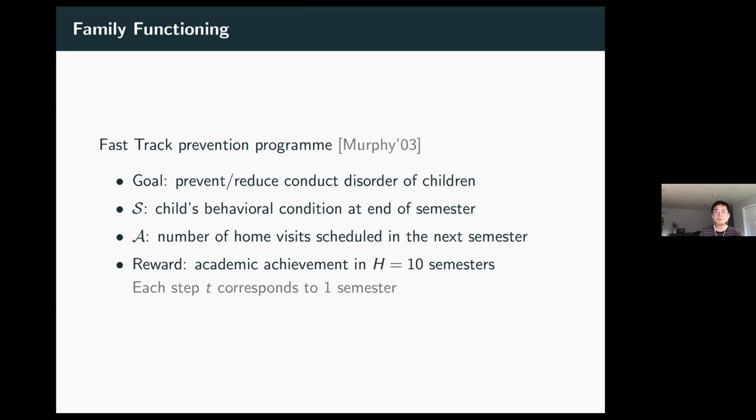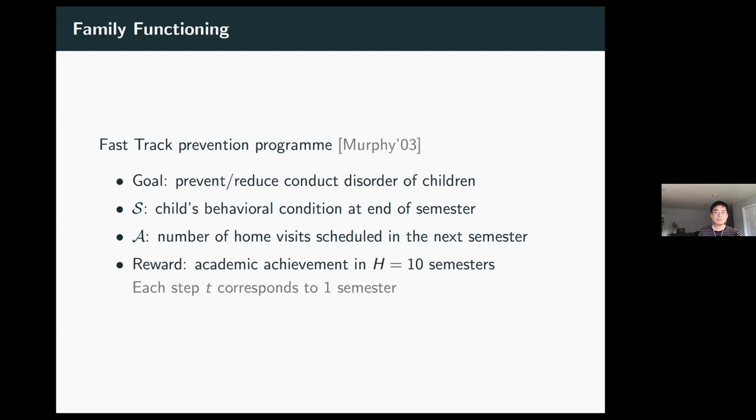And the information or the state here is the child's behavior condition at the end of the semester. And then as an action, you can determine the number of home visits scheduled in the next semester. And the reward is the academic achievement in H equals 10 semesters. And each time step corresponds to one semester.